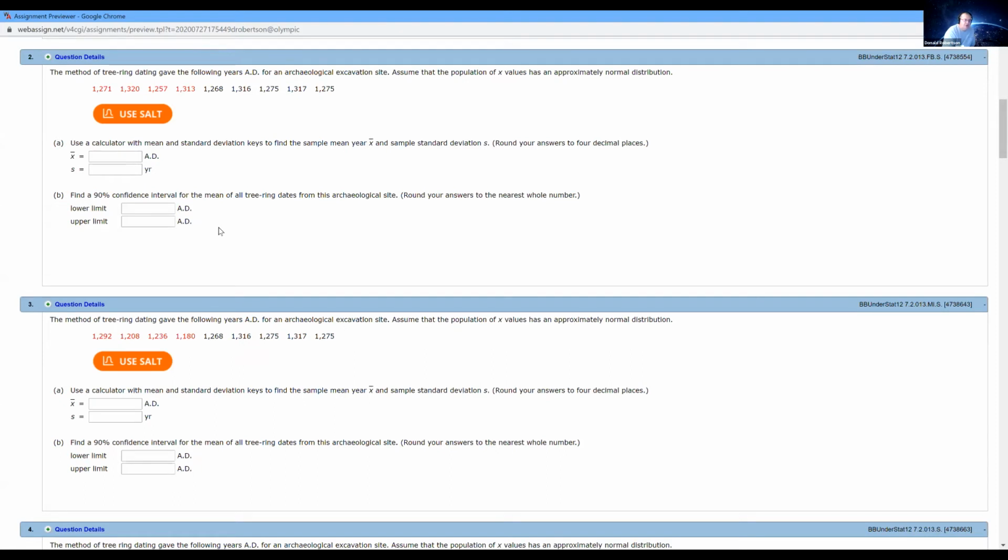And we're going to look at the tree ring dating method for an archaeological excavation site and assume that population X values are approximately normal, right? Which is what these are. And use the calculator mean and standard deviation keys. Now, if you go way back, can you remember how to get those two? You get them in that one menu anyway, so you don't need to do it separately. The calculator has that number. And then the 90% confidence limit.